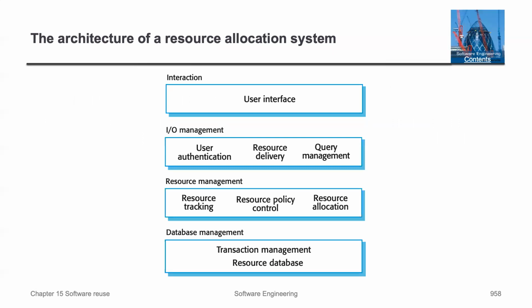So here's an illustration of the architecture of a resource allocation system. And so you have the user interface, and so that's the interaction. You have the input-output management, authentication, delivery, and query management. You have resource management with tracking, control, and resource allocation. And finally, database management, where there's a transaction management and the resource database.